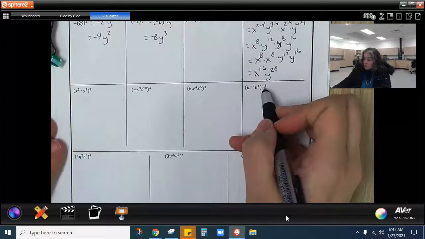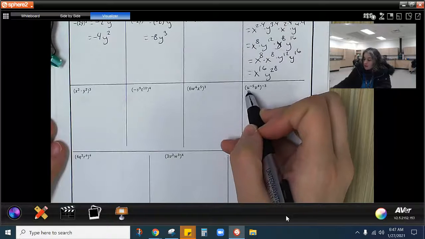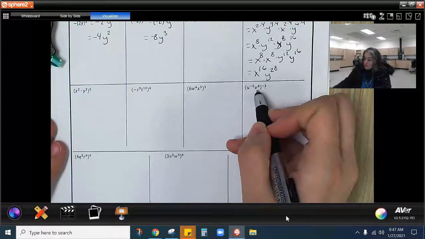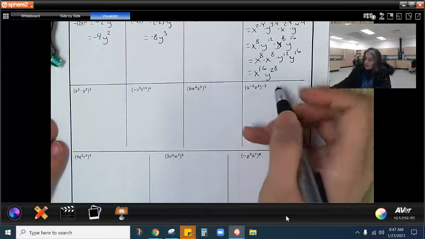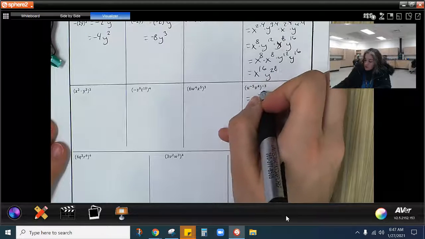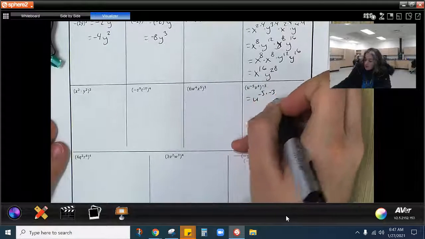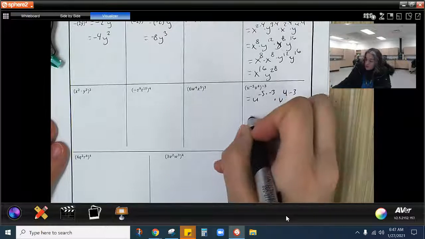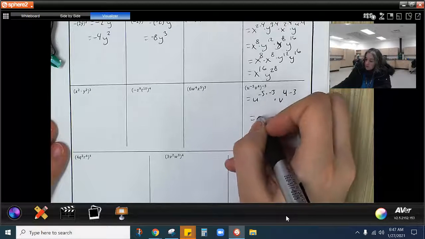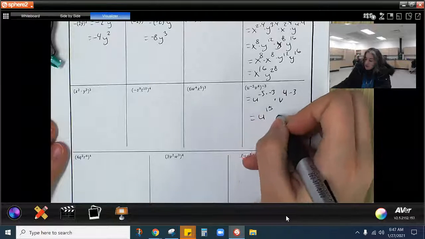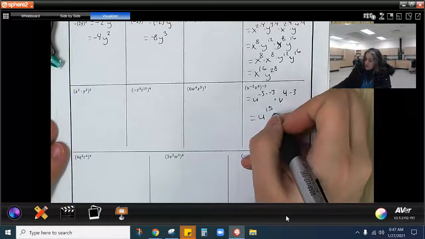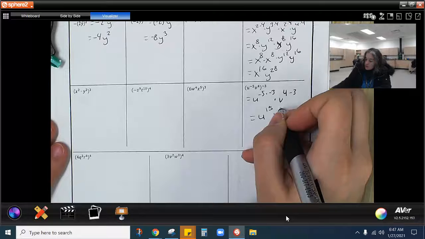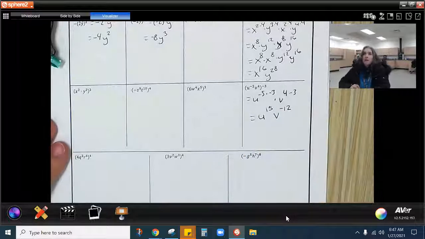All right, for this one, we've got negative u to the negative 5th, v to the 4th, all of that being raised to negative 3. So this is u to the negative 5th times negative 3, and then v to the 4th times negative 3. So negative times negative is a positive, so this is u to the positive 15th, and then a positive times negative is a negative, so this is v to the negative 12th. And we'll learn more about negatives later, but for now, just write it as negative, call it good.